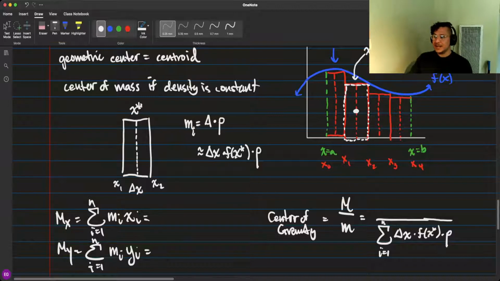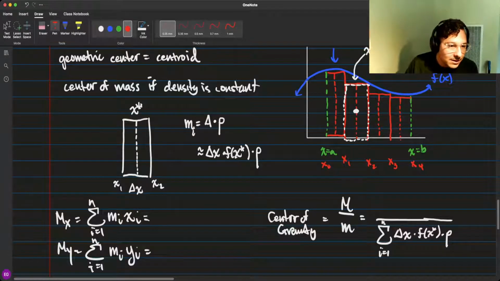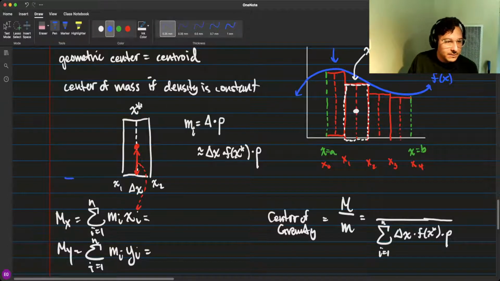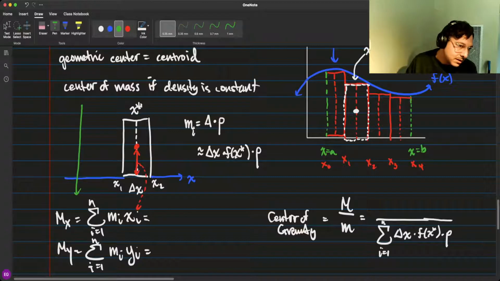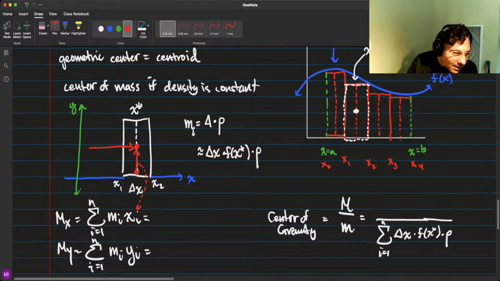Okay, so if we're talking about the x moment, you're measuring how far your center of gravity is to the x-axis. So I'm gonna just draw it, and remember the x-axis is right here at the bottom. And then over here will be your y-axis. Okay, the y moment is going to tell you how far that point is from the y-axis. So it's going to be that value.